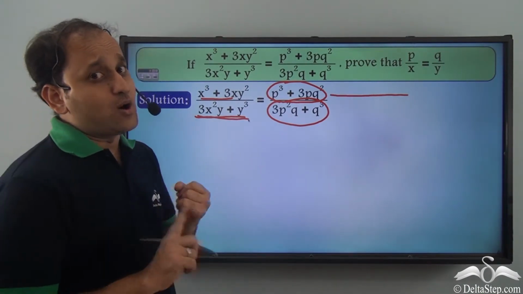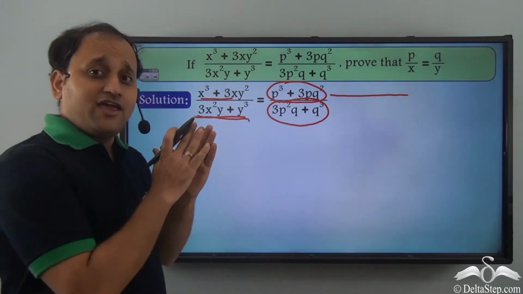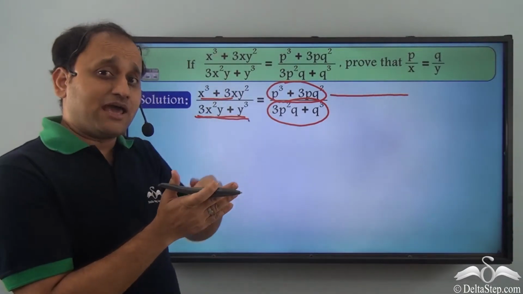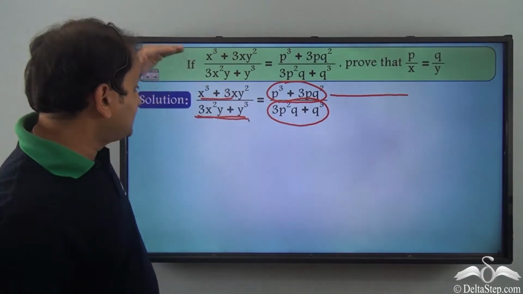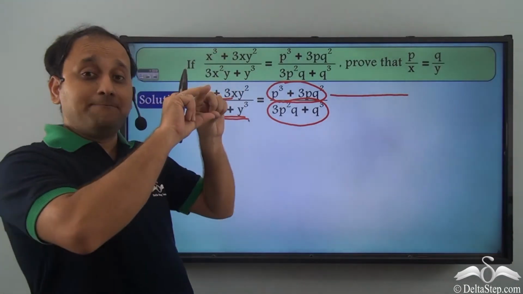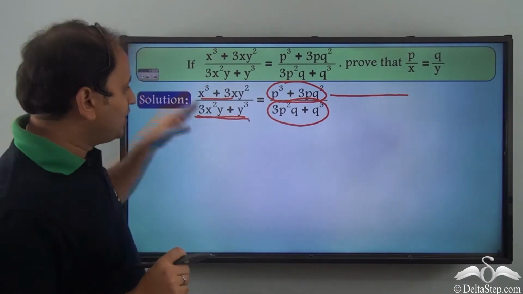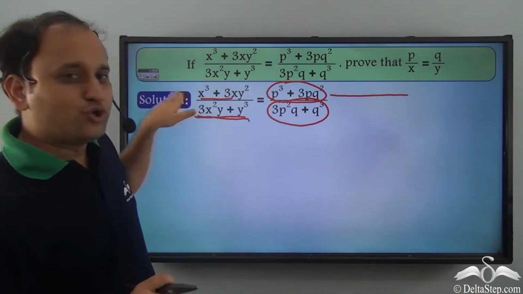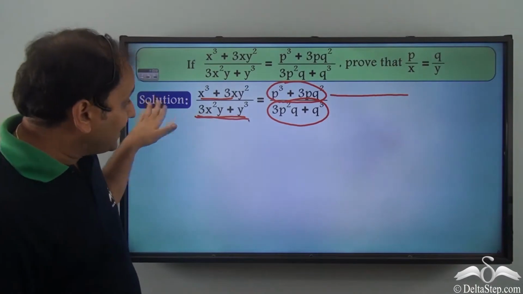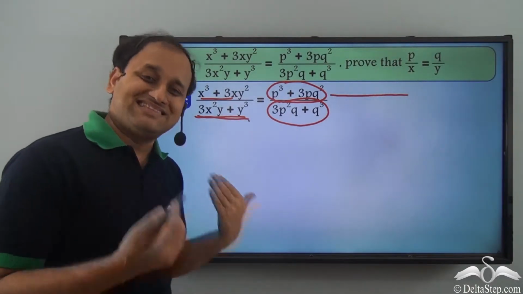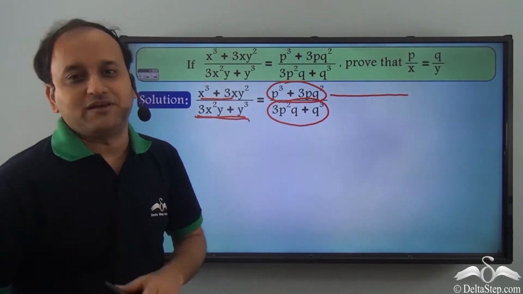Well, we can apply componendo. If we apply componendo, then if we have a by b, we can have it as a plus b by b. So a and b, both the numerator and denominator, will come in a single line. But there is a small problem. In componendo, we will have the numerator in the form of x plus y whole cube, but the denominator will still be unsolved, which will be a problem for us when we further simplify.